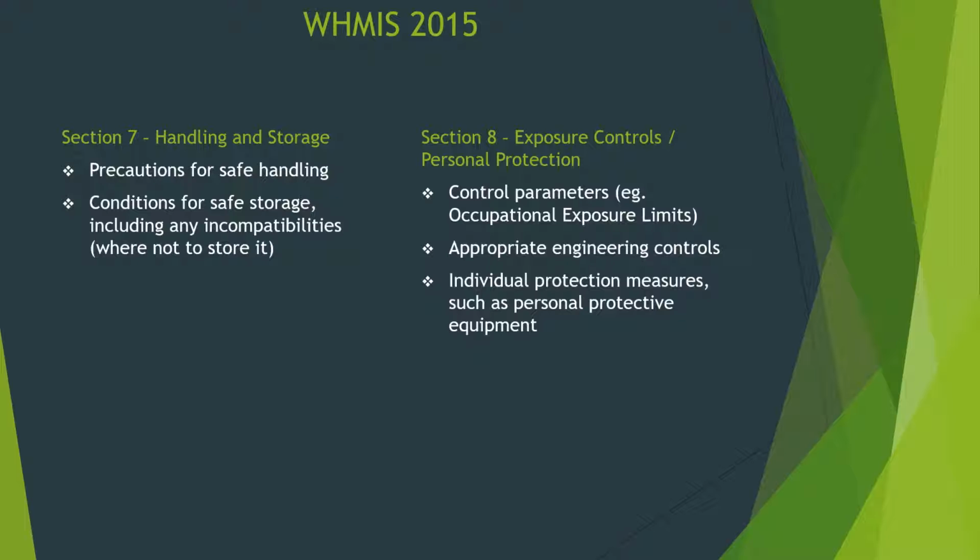Section 7, Handling and Storage. The precautions for safe handling and the conditions for safe storage, including any incompatibilities. Section 8, Exposure Controls and Personal Protection. Control parameters, example occupational exposure limit values or biological limit values, the appropriate engineering controls, and individual protection measures such as personal protective equipment.